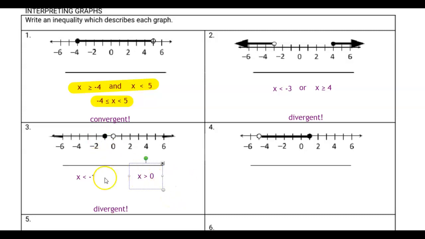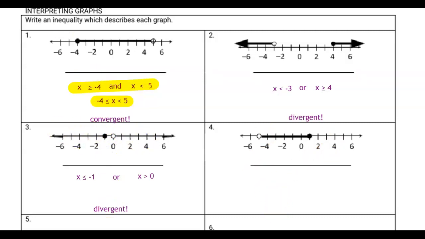Now we check for equal tos. The 0 is not going to have an equal to, but the -1 is going to have an equal to, so that's x is less than or equal to -1. Of course, I'm basing the fact that we're putting "or" there on the fact that it's divergent. We can see the two graphs going apart from each other.